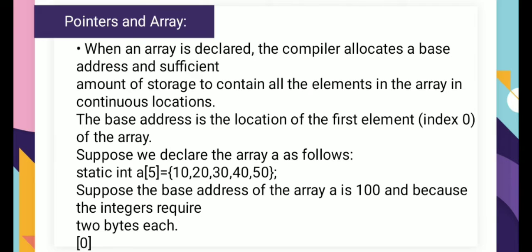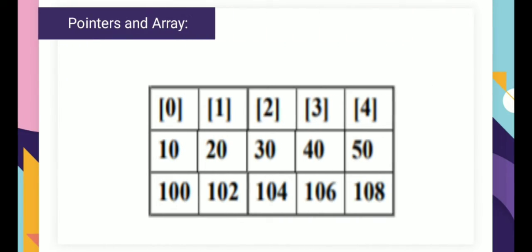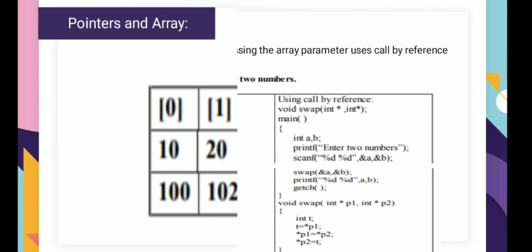Suppose the base address of the array A is 100, and because integers require 2 bytes each, the name A is defined as a constant pointer pointing to the first element A[0], and therefore the value of A is 100. This is the location where A[0] is stored.